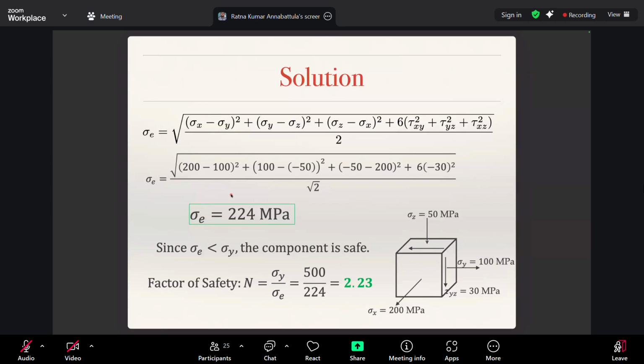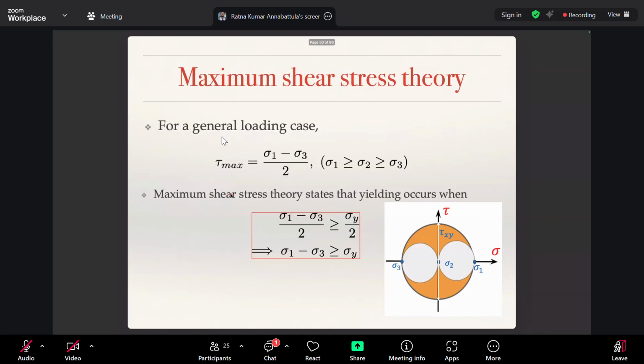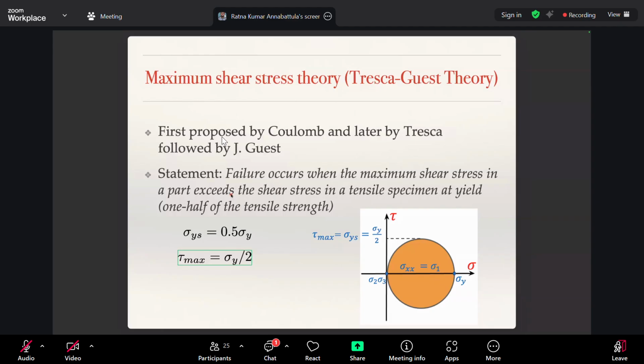We have solved this problem in the last class. Yes, sir. We have solved it. And we have not done the maximum shear stress theory, or did we do maximum shear stress theory also? No, sir. I think that was the pending thing. Okay.